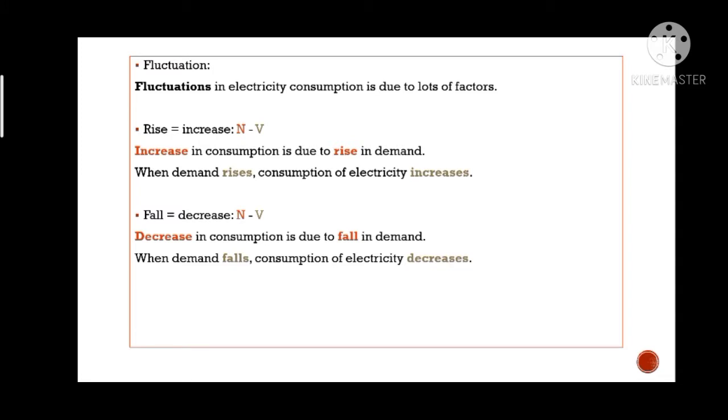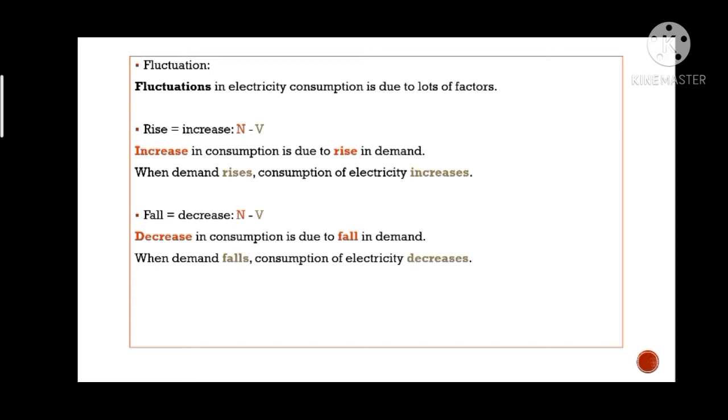Okay, now we are going to just discuss the meanings of each one individually so that you can have it with you. And it's also in the book. When we do the exercises, you are going to see that the definitions are there. Okay, so fluctuation. Fluctuations in electricity consumption is due to lots of factors. التذبذب في استهلاك الكهرباء راجع إلى عوامل كتير وهنشوفها في الكتاب.